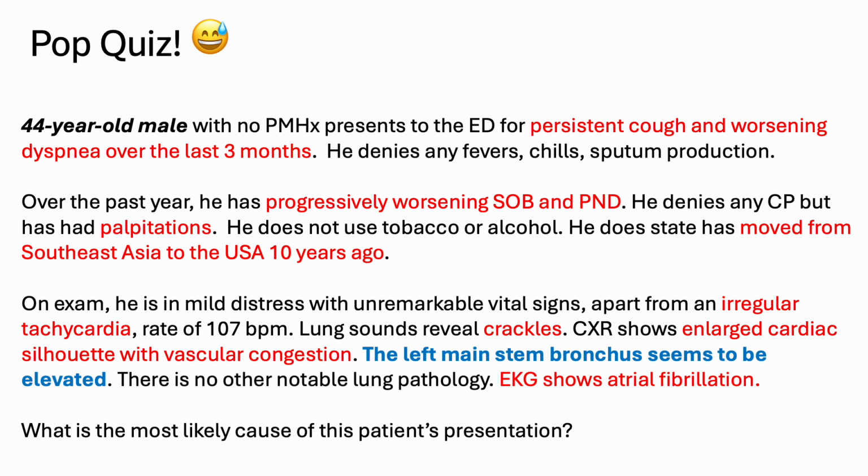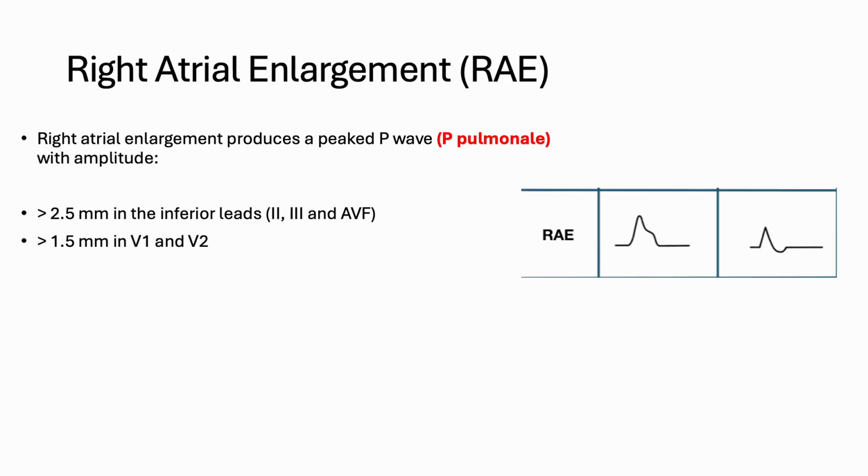Ultimately, this patient has mitral stenosis secondary to rheumatic heart disease, with signs of left atrial enlargement. It's also important to remember that new onset AFib can be due to thyroid dysfunction, so don't forget about this association as well. Next up, we have right atrial enlargement.